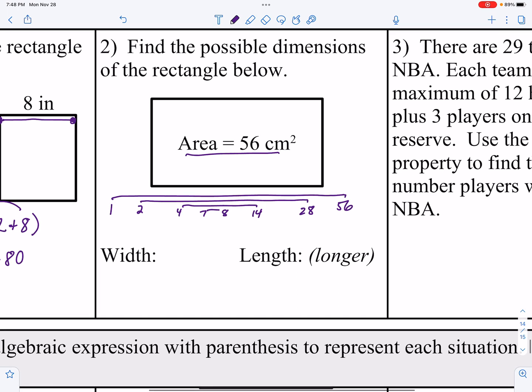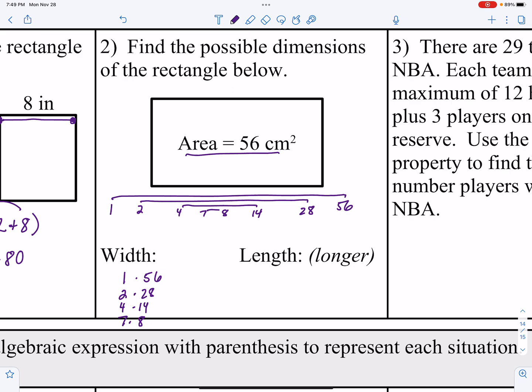And so the possible dimensions, I could have a 1 by 56. I can pick anything that I want to do with that. So for example, I could have a 1 by 56. I could have a 2 by 28. I could have the 4 by 14, and I could have the 7 by 8.